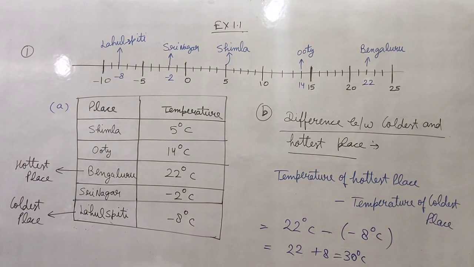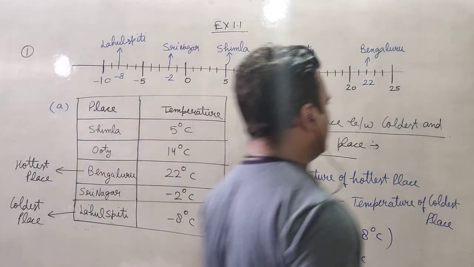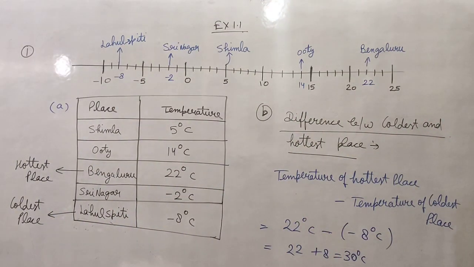This is the first part, and by seeing these temperatures we can also find which one is the hottest place and which one is the coldest place. You can see Bengaluru's temperature is highest, that is 22. It means it is the hottest place out of these 5 places, and the coldest place will be Lahaul Spiti. Now part B is related to this hottest and coldest.